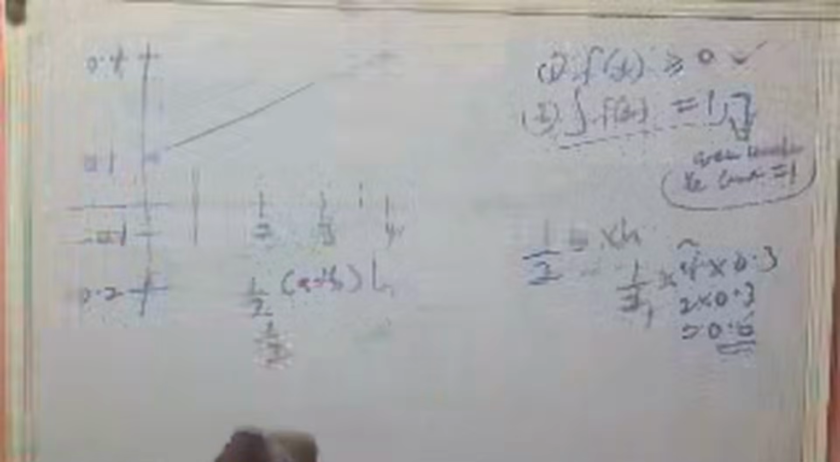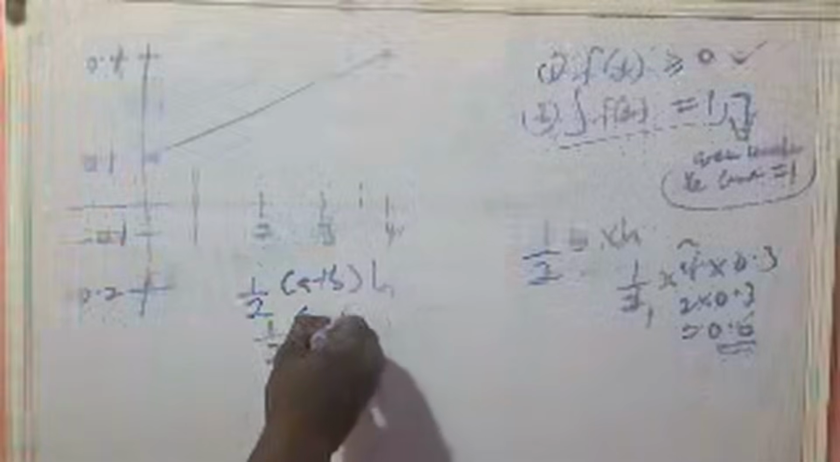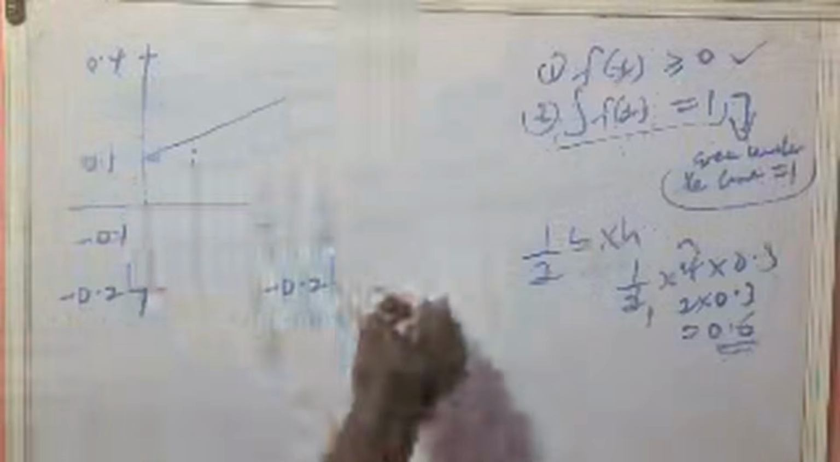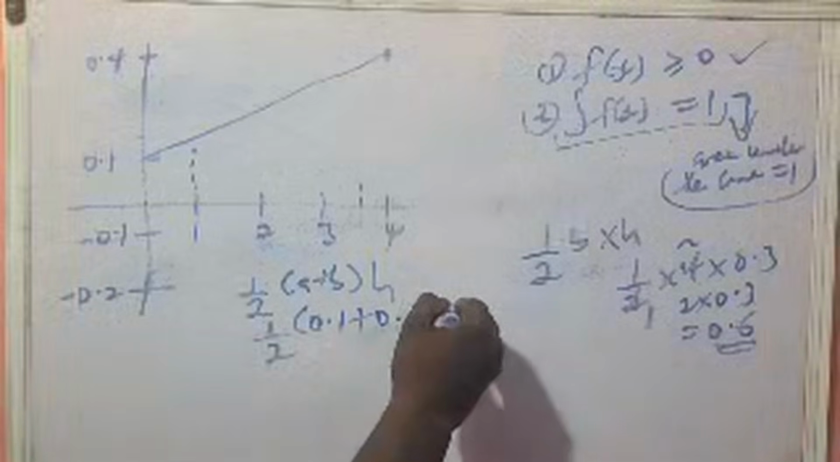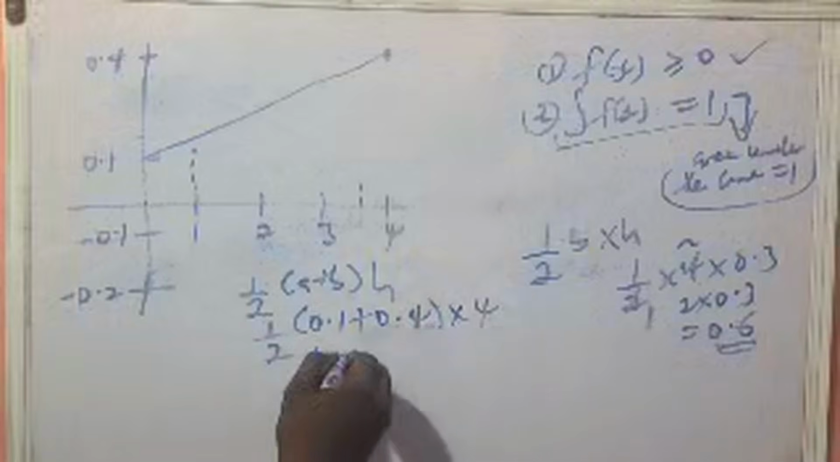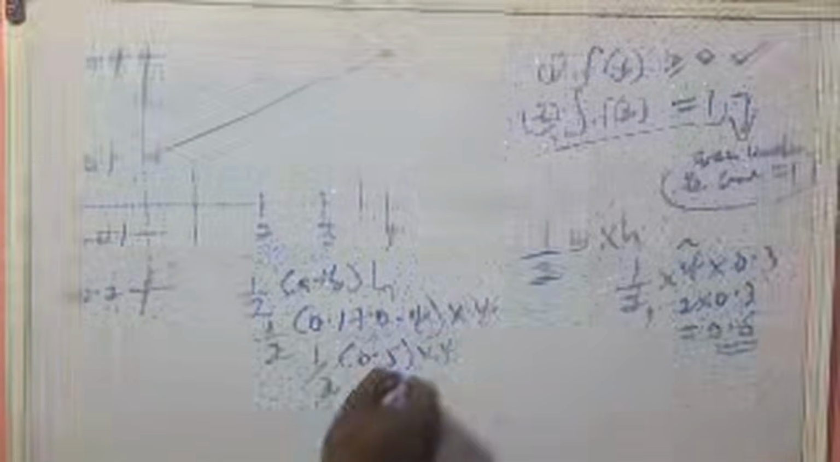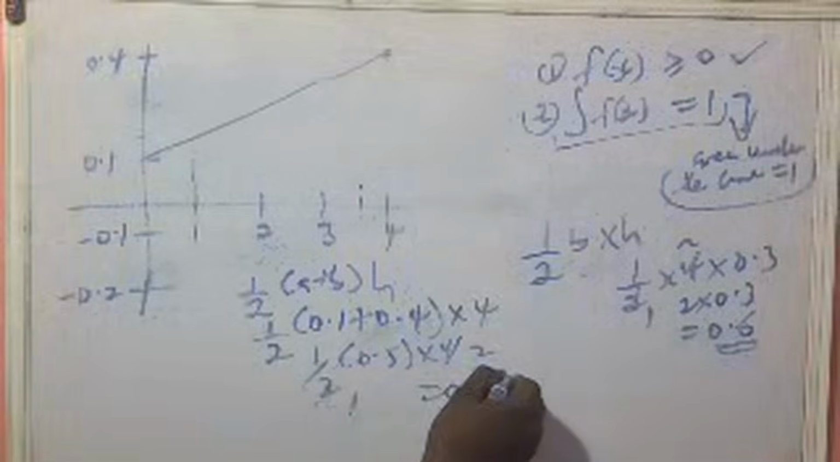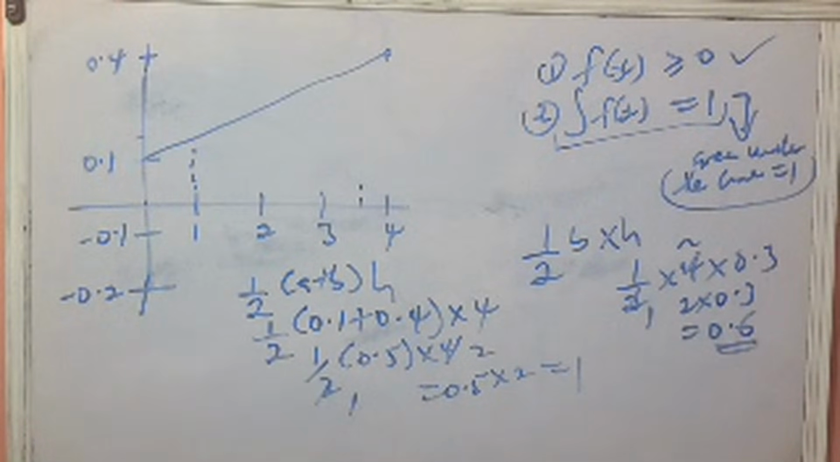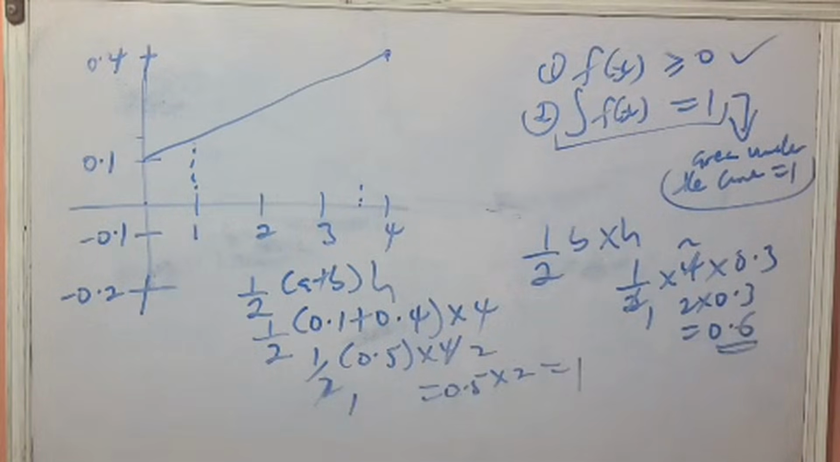Your height is 4. So this is half times (0.1 plus 0.4) times h, which will be 4. That will be half times 0.5 times 4. All right. 2 will go here 1, 2 will go here 2. That will be 0.5 times 2. That will give me the value of 1. So we can see that the area under the curve in this case is equal to 1. So I can conclude that it's a PDF. Good. So this is very great. I love that you guys have gotten the right understanding on this.